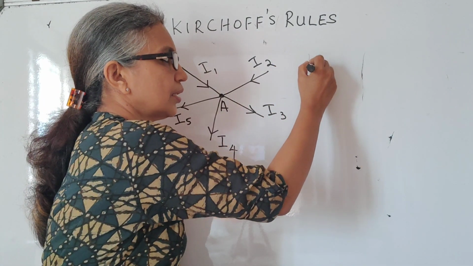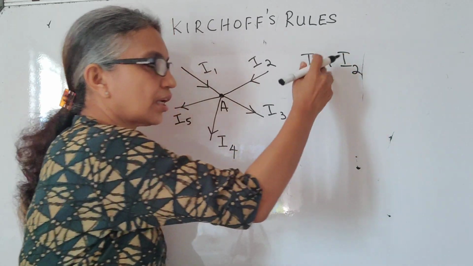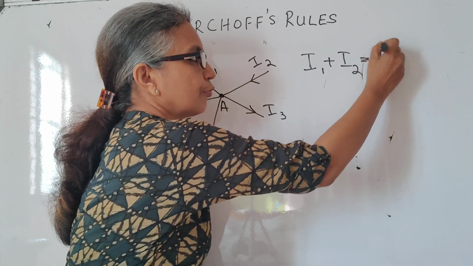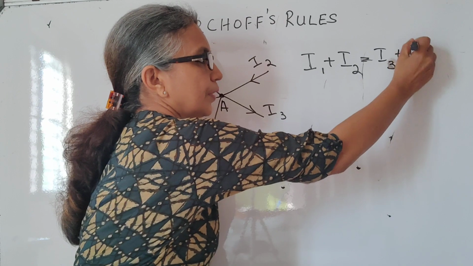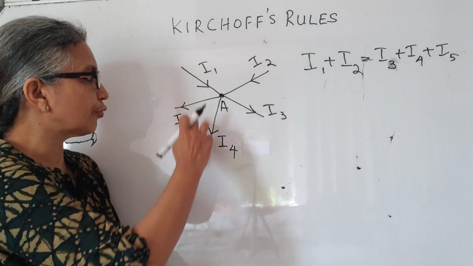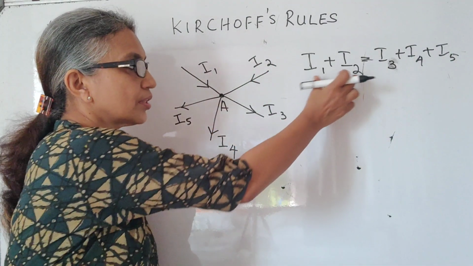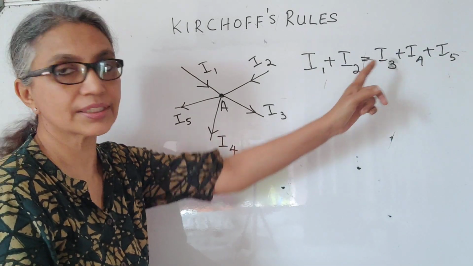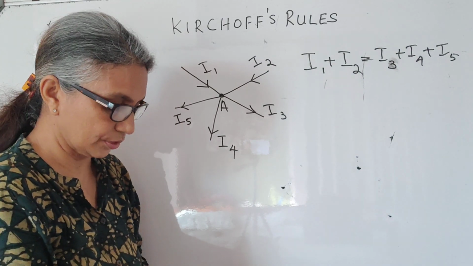So we may write this as I1 plus I2, the sum of the currents entering the junction, must be equal to I3 plus I4 plus I5, because I3, I4 and I5 are leaving the junction, and I1 and I2 are entering the junction. So the sum of the currents entering the junction must always be equal to the sum of the currents leaving the junction, and this is what you call the junction rule in Kirchoff's rules.